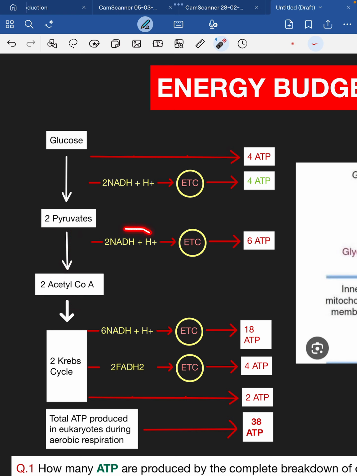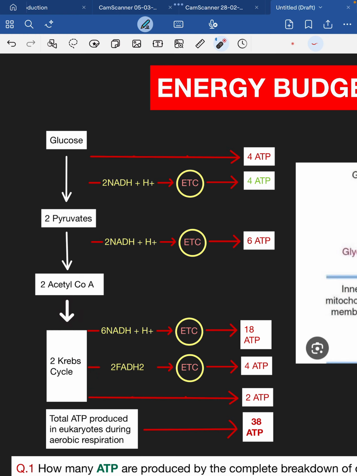During this link reaction, 2 NADH molecules are produced. These 2 NADH molecules are present inside the mitochondrial matrix, so they will give their electrons directly to the electron transport chain, as a result of which 6 ATP molecules will be produced: 3 ATP from 1 NADH and 6 ATP from 2 NADH. Very easy. Now these 2 acetyl-CoA will enter the Krebs cycle. 1 acetyl-CoA will run 1 Krebs cycle and 2 acetyl-CoA will run 2 Krebs cycles.